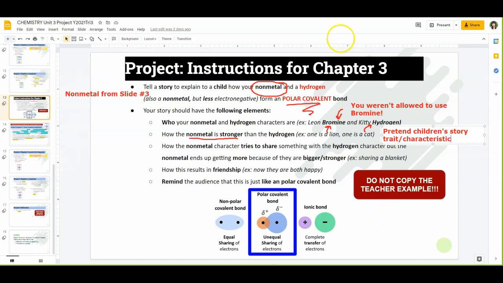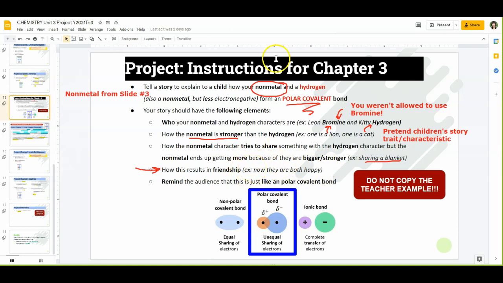Okay, so then you're going to go ahead and explain how your nonmetal character tries to share something with your hydrogen character, but the nonmetal ends up getting more just because they're bigger or stronger, that kind of idea. So for example, if they try to share a blanket, like cats might do. And how this still results in friendship though, because obviously since my bromine is bigger or stronger, they need more of the blanket anyways, right, than my hydrogen who's not as big or strong. So they still end up being friends because of the nonmetal trying to share.